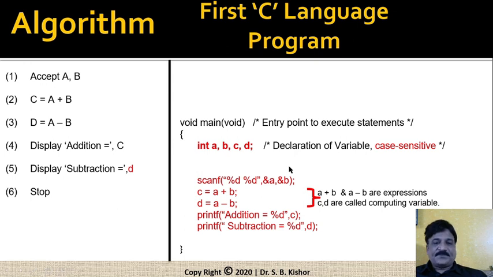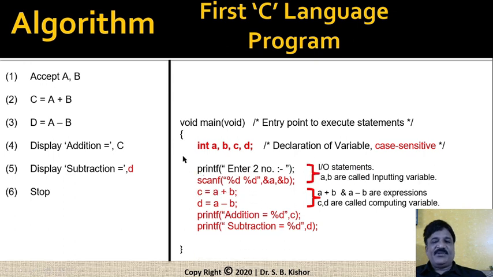Now before scanf, always make sure to print a message. It means when you are going to execute this particular program, the user should know what operation he is supposed to do, whether he needs to enter 2 values or 3 values or 4 values, whether it should be integer or floating. So you should always specify that by means of a printf statement before a scanf. Now we are calling this an IO statement, input output statement.